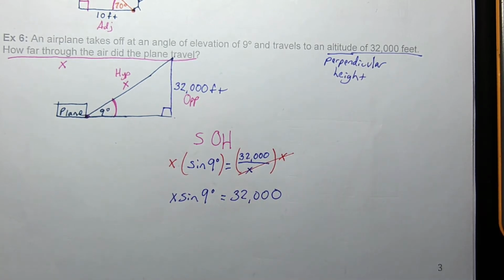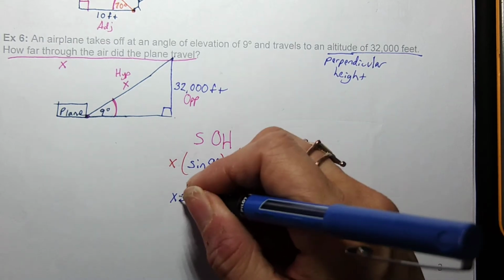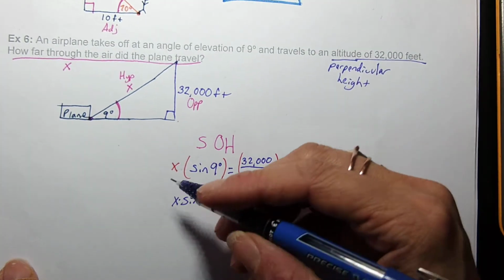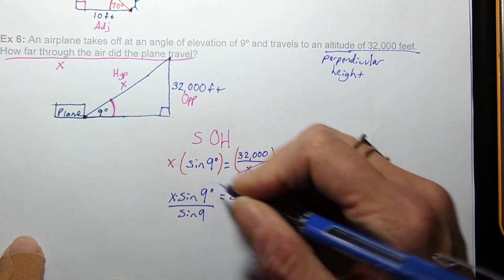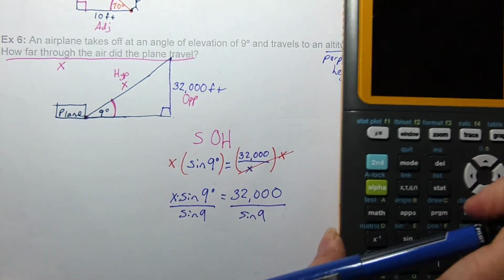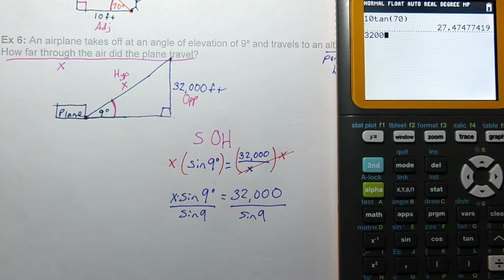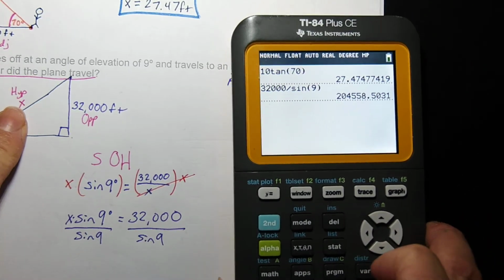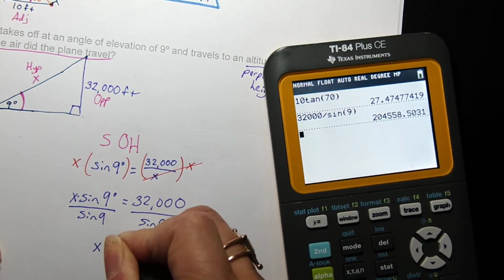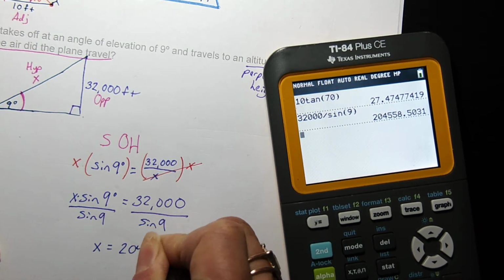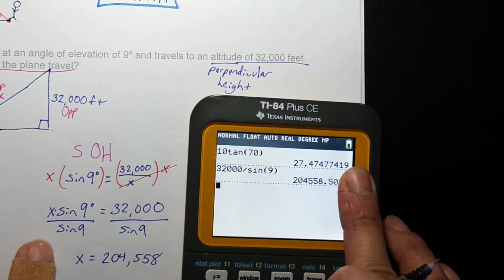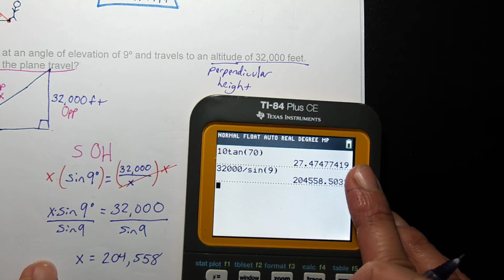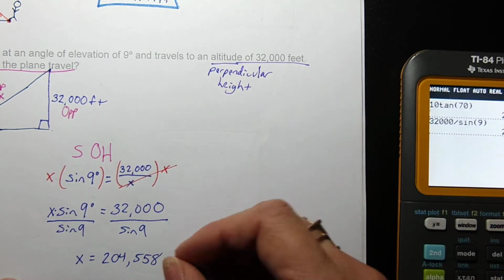32,000. So what will I do from here to isolate my x? This is x times sine of 9 degrees, so we're going to divide by sine of 9. So 32,000 divided by sine of 9. And we get 204,558. And then rounding to two decimal places, we've got 0.50. Is the 3 enough to bump us up? Nope. So you can just write it as 0.5.